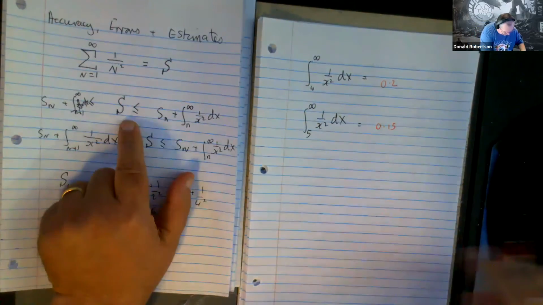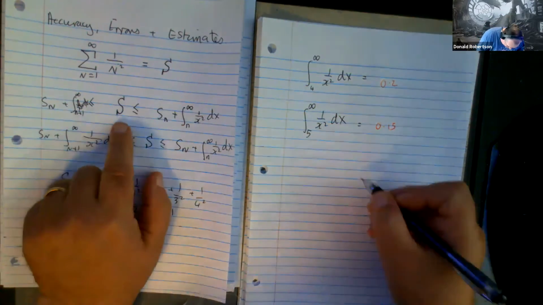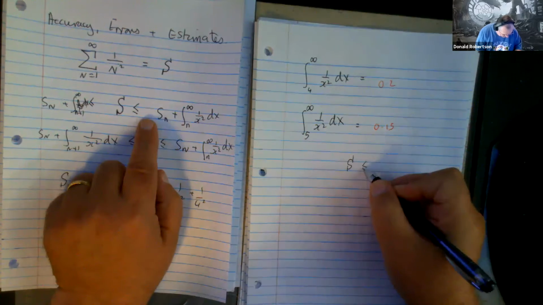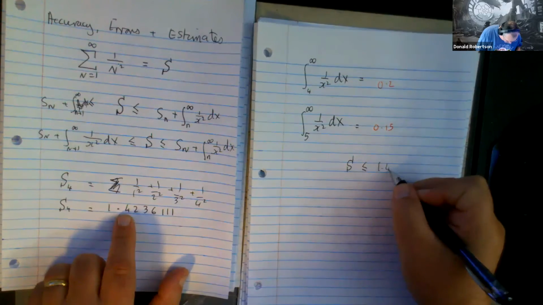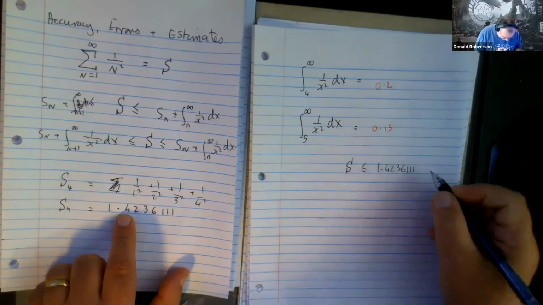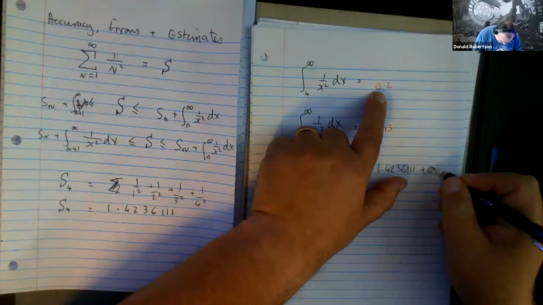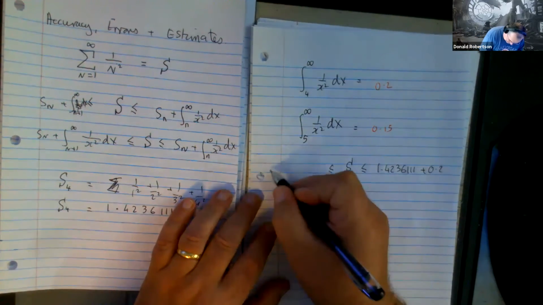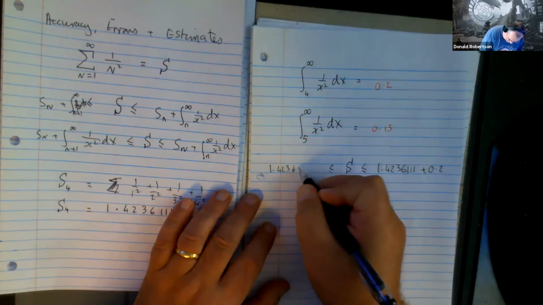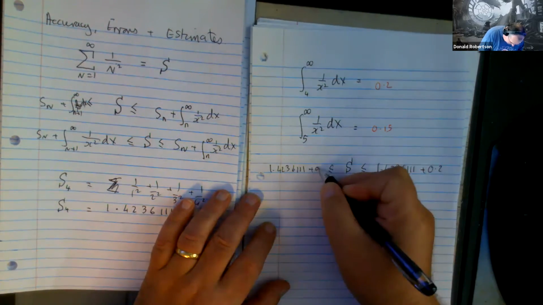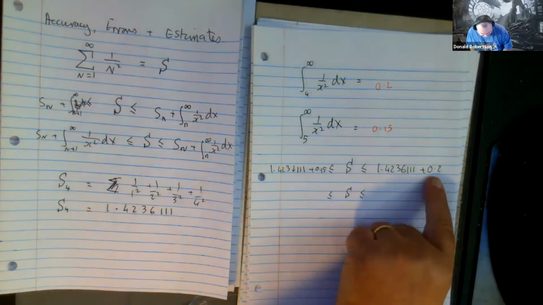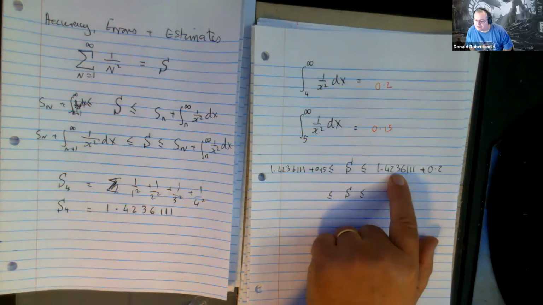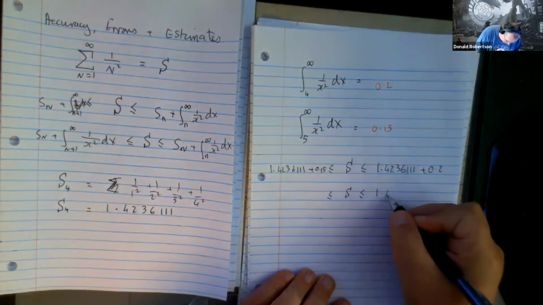So according to this expression, the real answer is somewhere between S of n, which is this number here, 1.4236111, plus that guy, and S of n plus that guy. And then I'm going to use some common sense. If that's my error, would you agree that this is far too accurate to be even reasonable? So I'm going to call this guy 1.42.